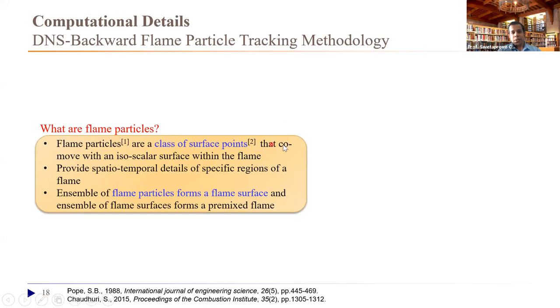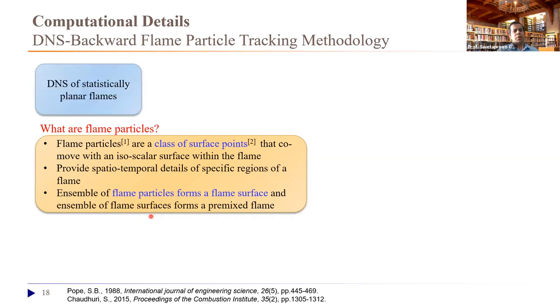Just to recap, flame particles are essentially a class of surface points that move with the isoscalar surface within the flame. They provide spatiotemporal details of the specific regions of the flame. An ensemble of flame particles forms a flame surface, and an ensemble of flame surfaces forms a premixed flame. So the flame particle is essentially the smallest unit, or the most refined description of a flame that you can have. And you can always define a surface, okay? As long as there is a finite temperature gradient, you can always define a surface. The surface can be continuous, it can be broken, it can be distorted, it can be folded, but one can always define a local surface as long as you have a gradient of the local scalar.